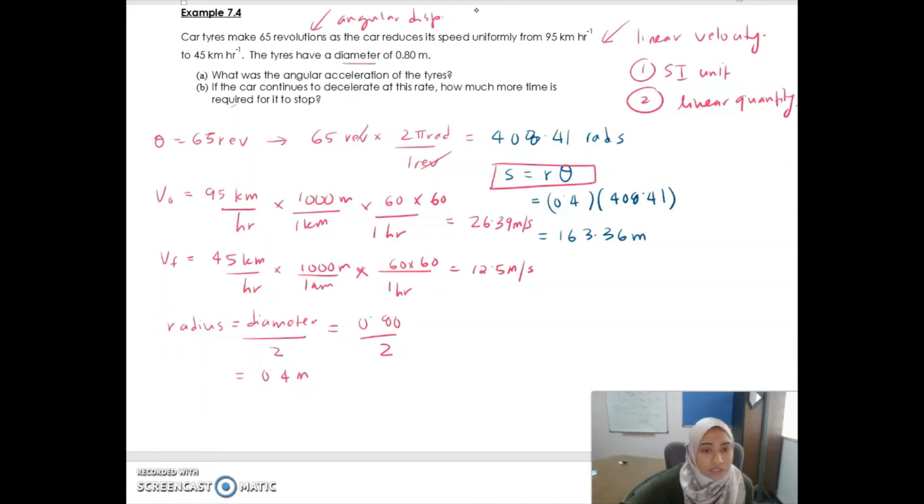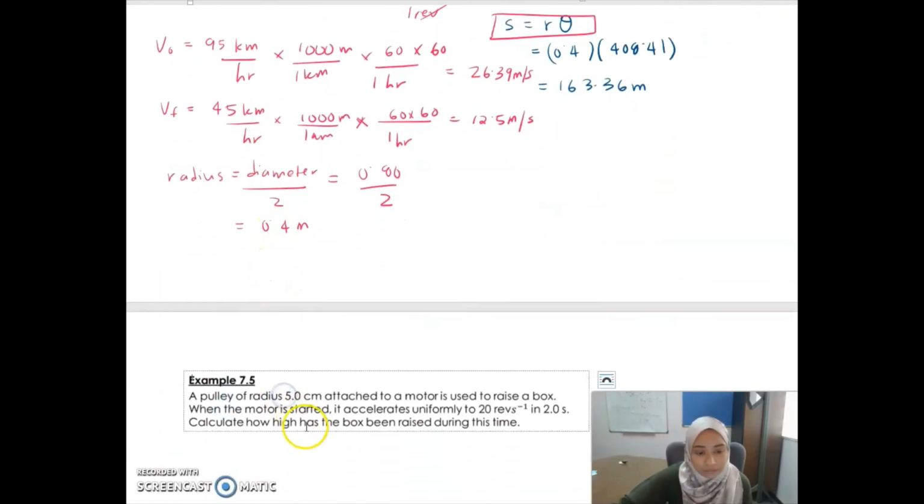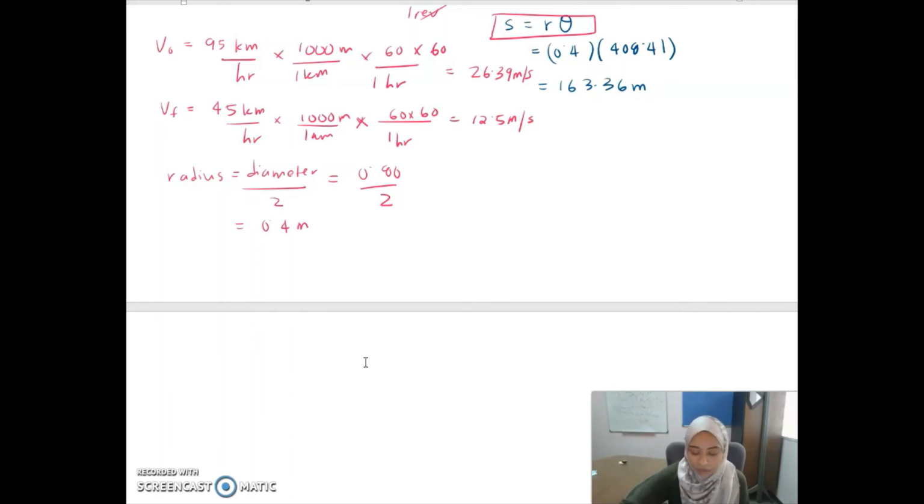What was the angular acceleration of the tires? In the linear world, angular acceleration is just tangential acceleration. Okay, so we have V naught, we have V final, we have S. V squared equals U squared plus 2AS sounds about right if we want to solve this. So let's do that. V squared equals U squared plus 2AS.